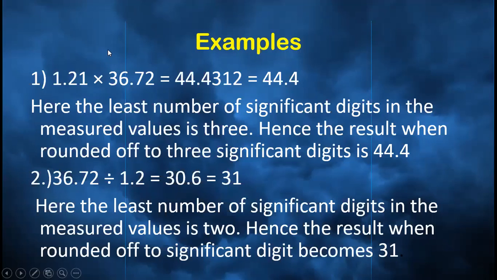So in multiplication and division, you have to see the number of significant digits in the given data, that is, the least number of significant digits in the given data. In addition and subtraction, we have to see the number of decimal places, that is, the least number of decimal places in the given data. So for addition and subtraction we follow one rule, and for multiplication and division we follow another rule.